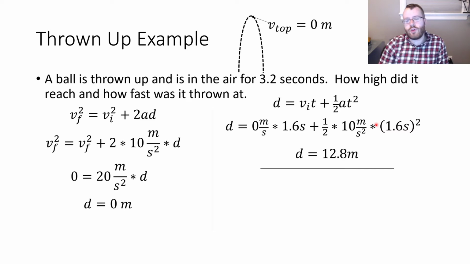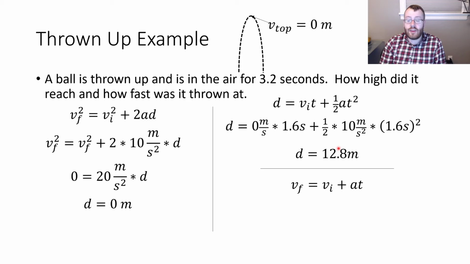Now, direction wasn't a big factor here, and that's because everything here is moving in the same direction. 0 doesn't have a direction that we're concerned with. This 10 meters per second squared is directed downwards, because that's the acceleration. So the displacement that I got is also directed downwards, which works because we went from the top back down. And that is the total height of the ball that it reached.